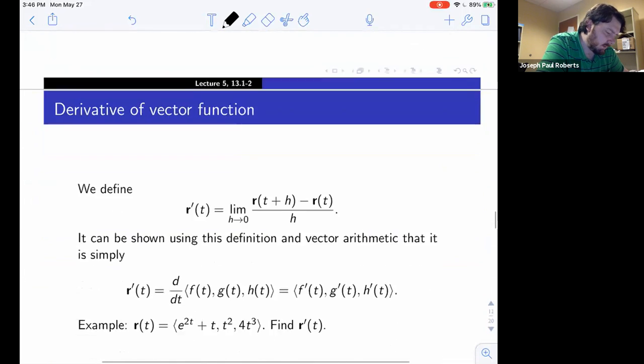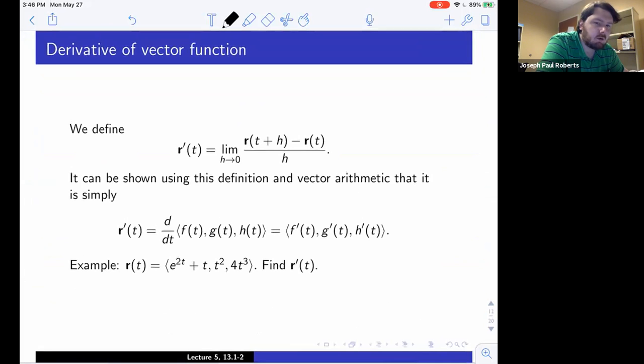Okay, and then for derivatives, we're going to define the derivative of a vector function using the same kind of difference quotient that we used for the derivative of a function back in Calc 1. So we're going to define r prime of t to be the limit as h goes to 0 of (r of t plus h minus r of t) over h. And so that's how we define it. And in the next slide, I'll show you visually what that tells us.